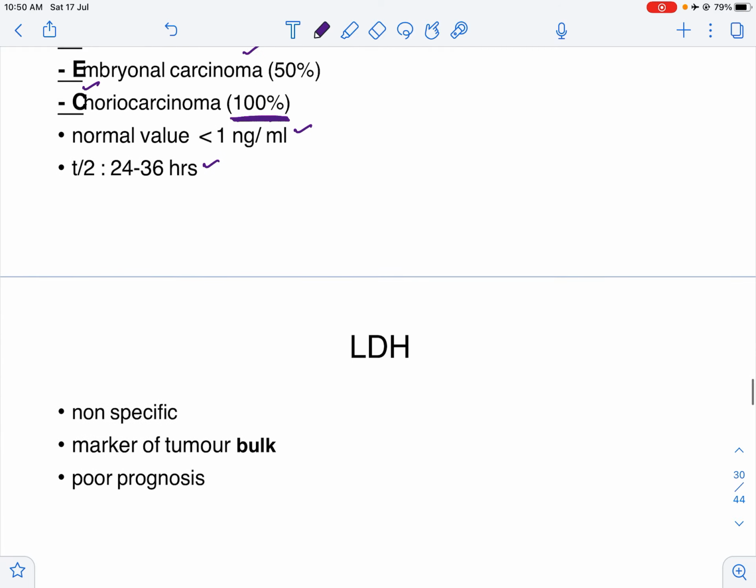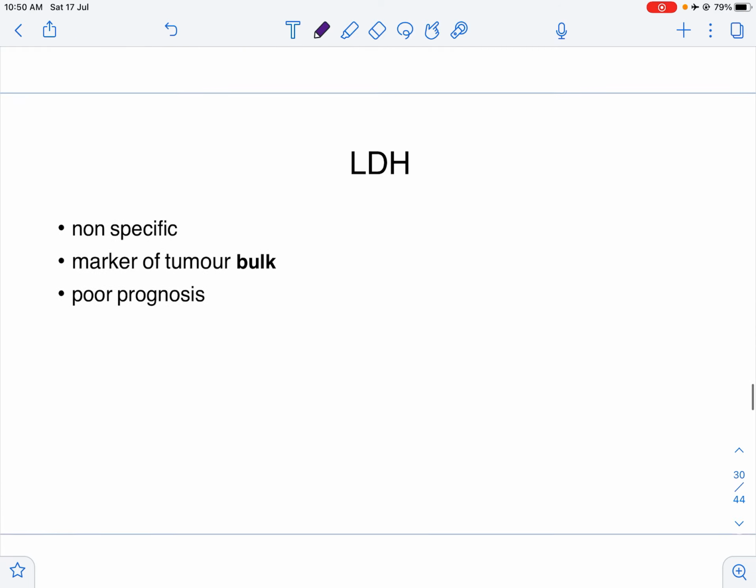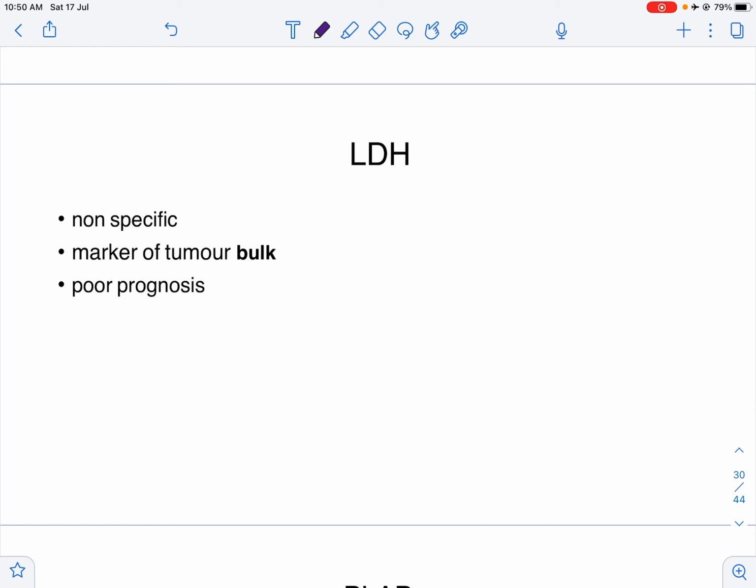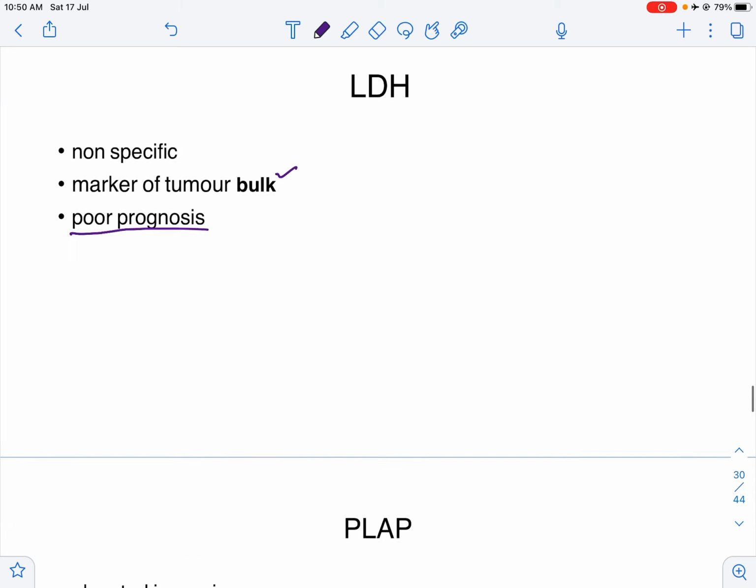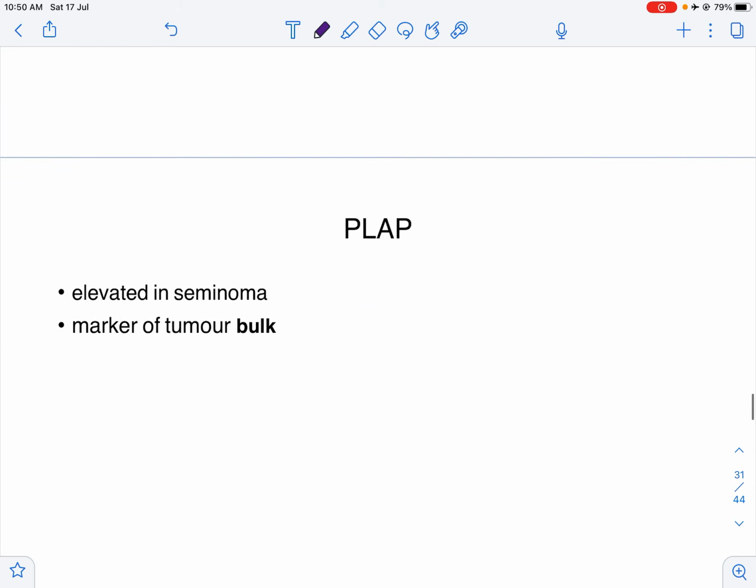Now, there are two other tumor markers which are non-specific. One is lactate dehydrogenase. It is a marker of tumor bulk. That means the higher the LDH, the bulkier the tumor is likely to be, and it is indicative of poor prognosis. PLAP is another non-specific tumor marker. PLAP is elevated in seminoma. It can be elevated in other conditions as well, which is why it is considered to be a non-specific tumor marker. This too is a marker of tumor bulk.